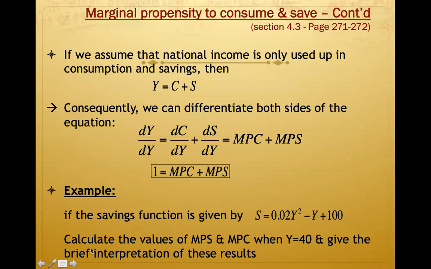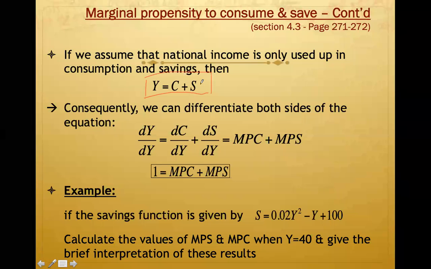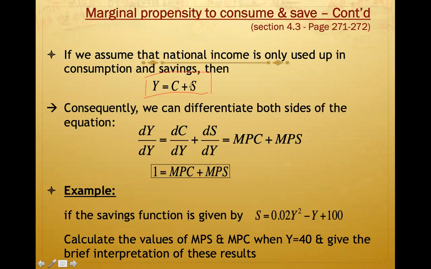Y equals C plus S. Remember this formula. If you have an income, if you have money, then we can do two things. The first one is consume it or spend that money, and the second one is save it. So income equals C plus S.